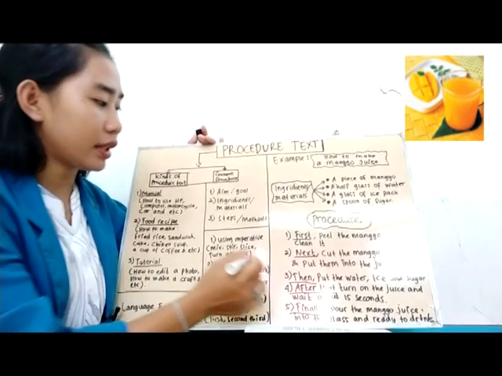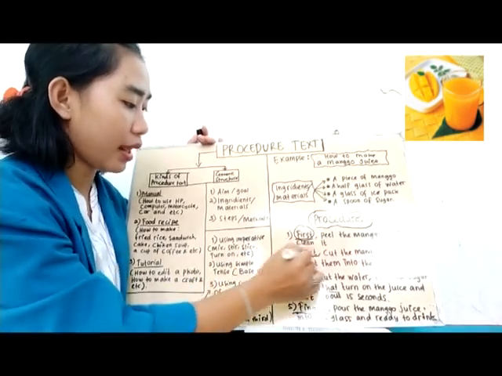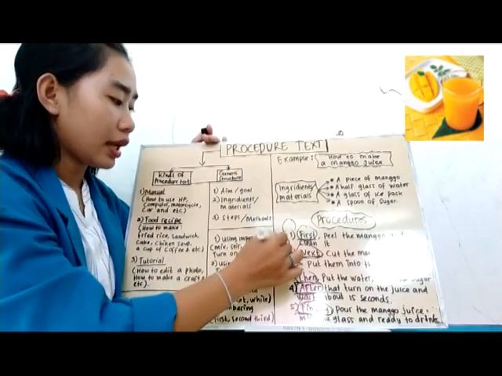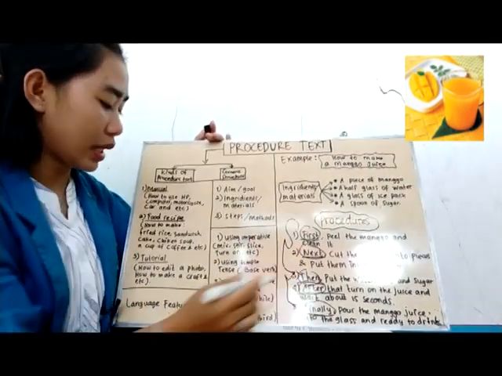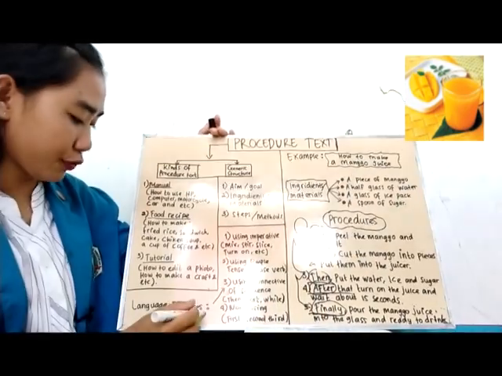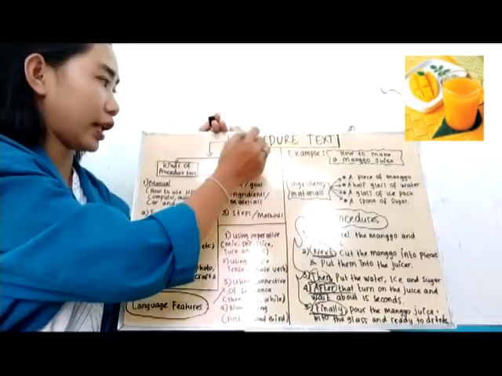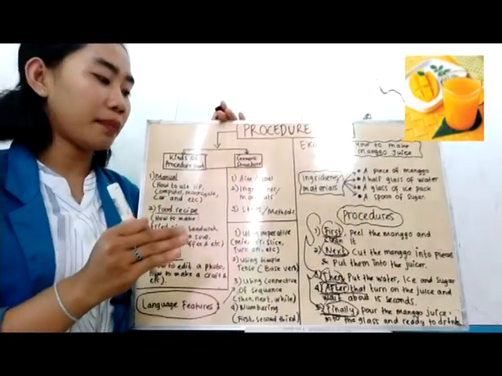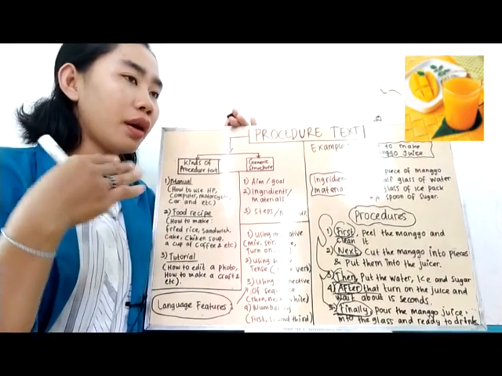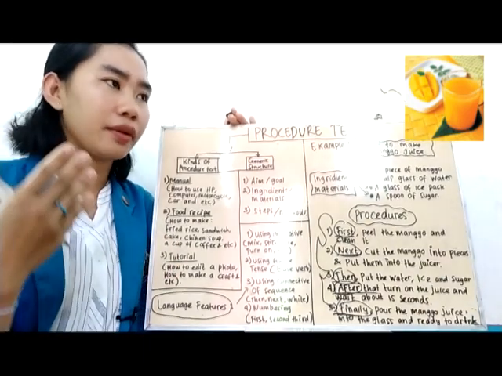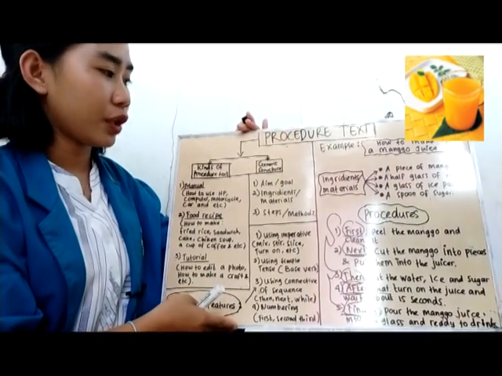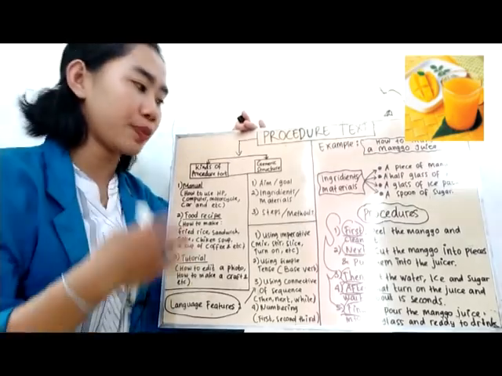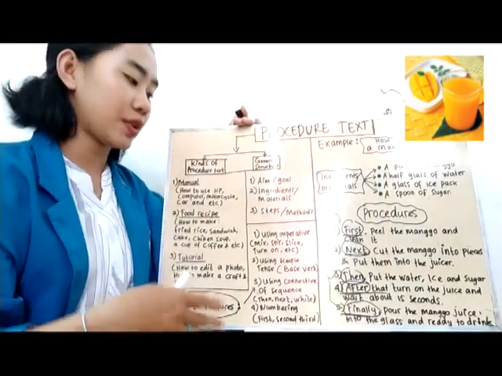So why do we need first, next, then, after, finally? These are included in the language features that we use in procedure text. In procedure text, we don't make the text based on our mind. For example, if we put the water, ice, and sugar first, it means we made a mistake.